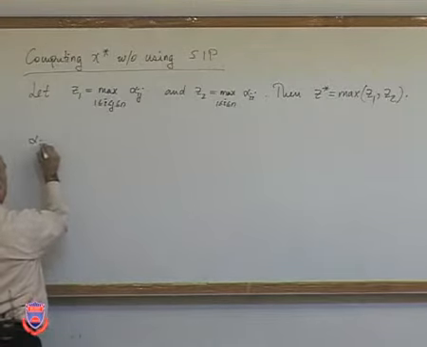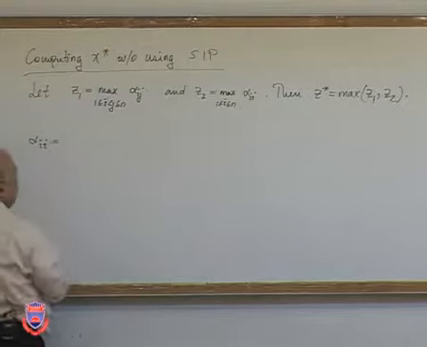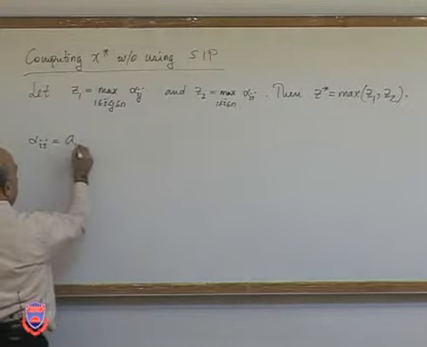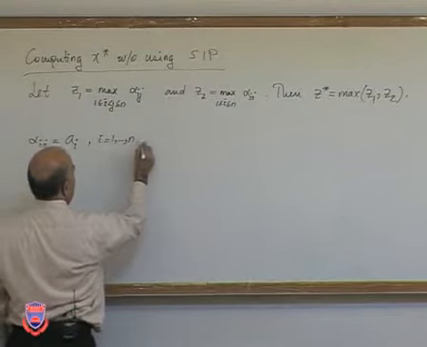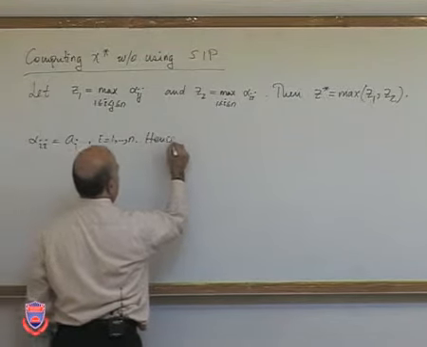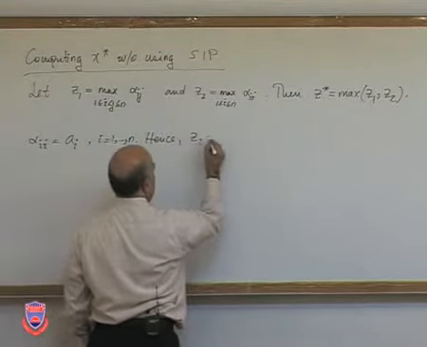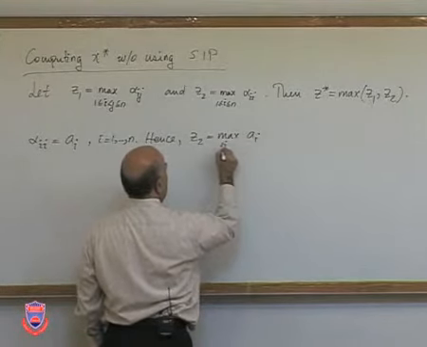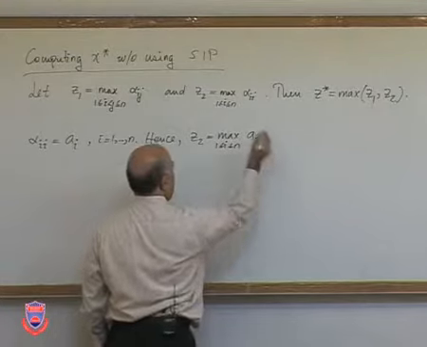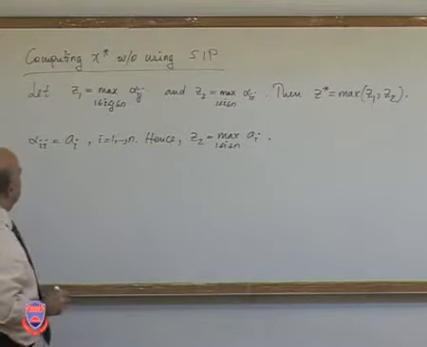How much is alpha i? It's a i. Hence, z2 is the maximum of the a i's. That's it. Okay? That's simple stuff.